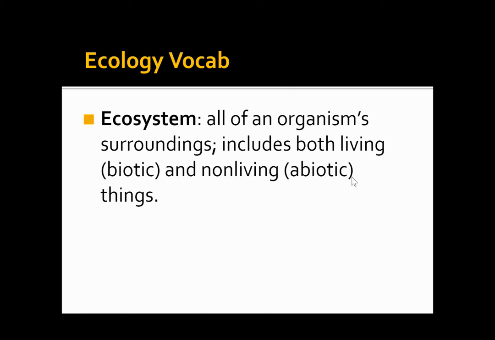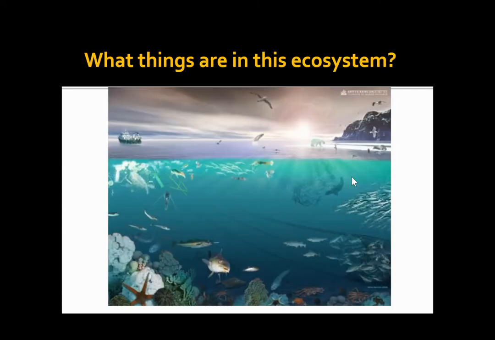A couple more vocab terms for us, again, just to make sure. Ecosystem, we've defined as all of an organism's surroundings. So your biotic and abiotic. So the biotic and abiotic factors in this ecosystem, right? We've got fish and coral and crabs, and there's a sea star. I see a polar bear, I think, in the background. And then, of course, my abiotic factors, temperature, water, sunlight. And there's a boat. That's definitely abiotic.